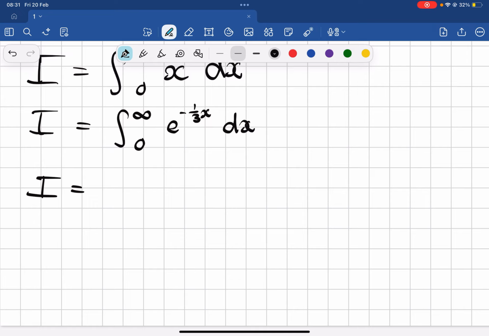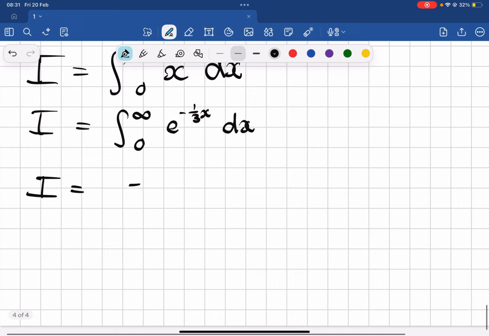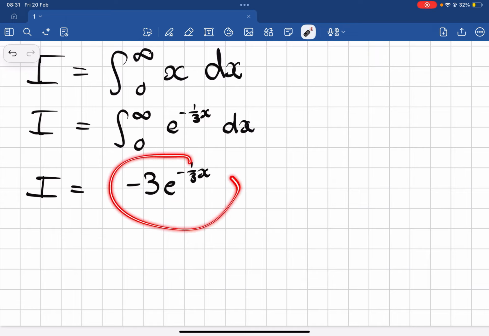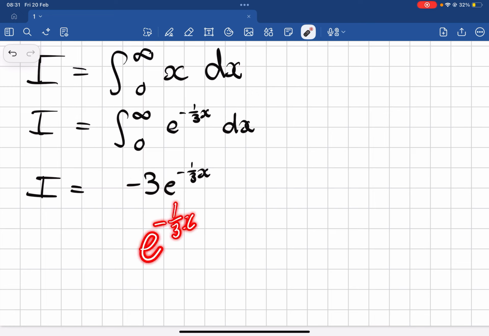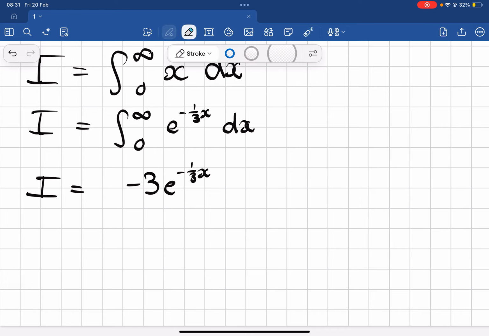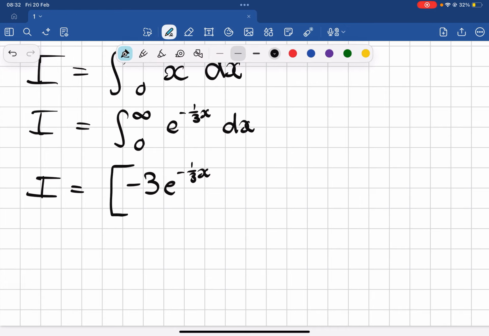Minus 3, because when we times, we'll see why, e to the minus a third x. When we're differentiating all this, first we start off by timesing these two. This will just give us 1, so we'll have e to the minus a third x. And we're just putting our bounds infinity to 0.